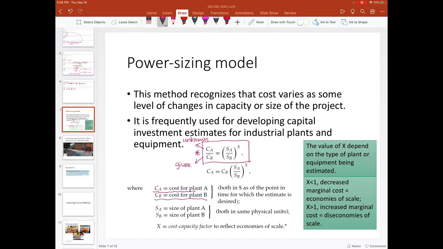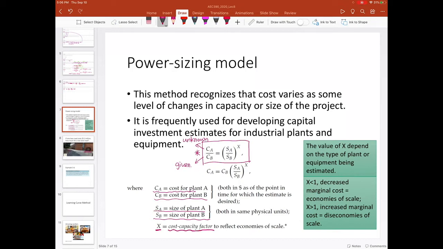And okay, so on the other side of this equation is the size A, size B. So SA is the size of plant A, SB is the size of plant B. Okay, so you are given that there are two sizes of the similar plant. One is bigger, one is smaller. One is more powerful, one is less powerful. And they're all given. And another variable in this equation is x. So x is called the cost capacity factor to reflect the economies of scale.